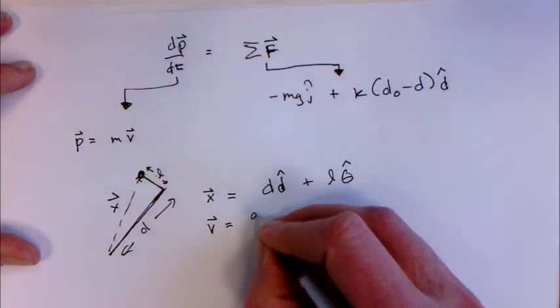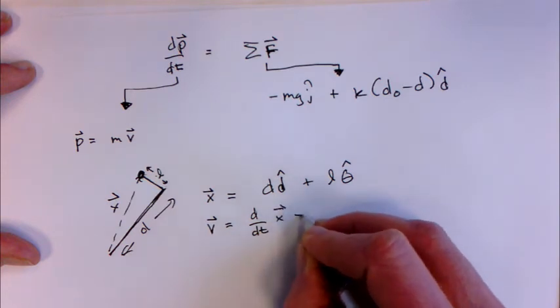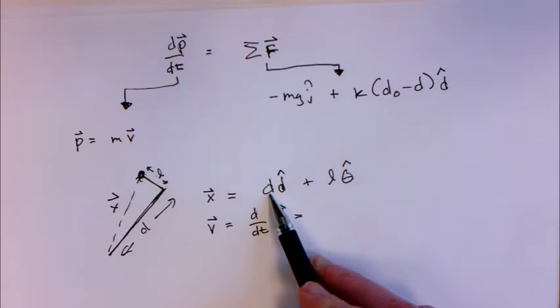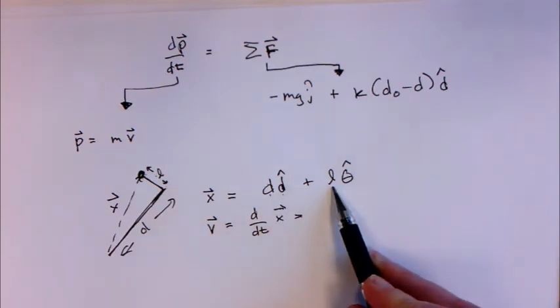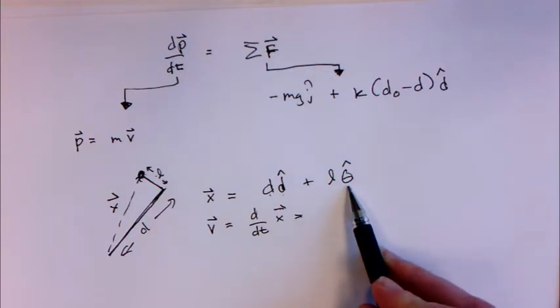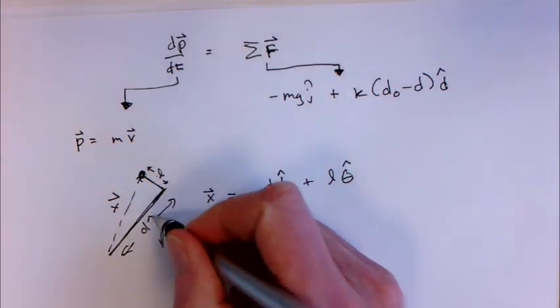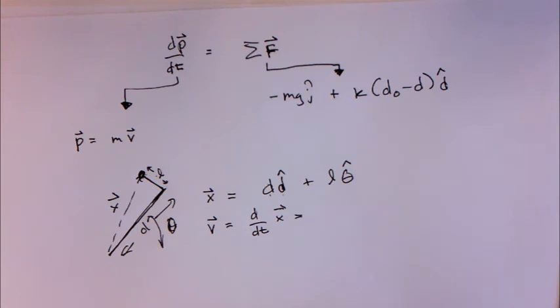Well, my velocity is the time rate of change of my position vector. Let's think about what things are changing in time here. d is changing in time. d hat is changing in time. L, let's assume the person is not changing the length of their arm, so L is not changing in time. Theta hat is changing in time, because presumably the angle of the stick with regard to the ground could be changing in time as well.